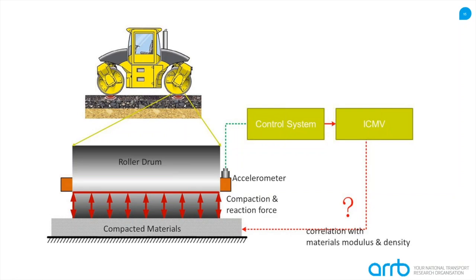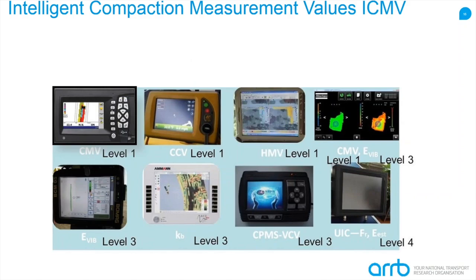Then it will feed into the control system and calculate the so-called ICMV. That stands for a generic term for intelligent compaction measurement values. So the control system shown in the middle is the so-called black box, where all the models from a roller and the compacted material have to be solved in order to give you the metrics. That turned into various different measurement metrics, so-called ICMV, for different types of solutions.